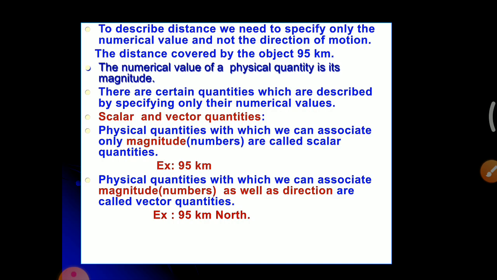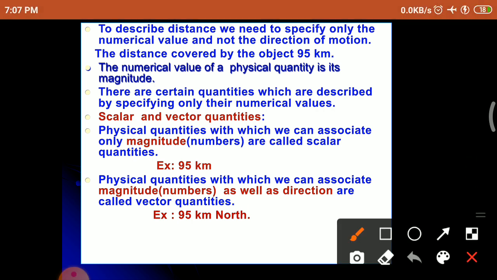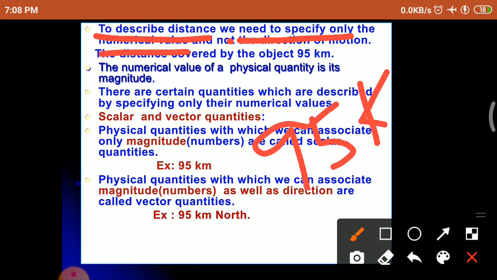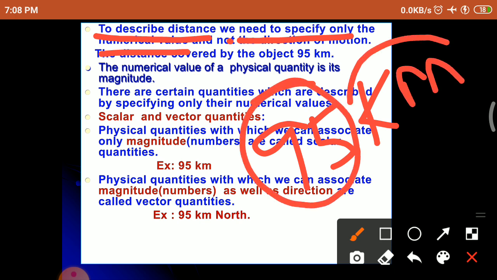To describe a distance, we need to specify only the numerical value and not the direction of motion. If the distance covered by the object is 95 kilometers, the numerical value of a physical quantity is its magnitude. You do not need to mention the direction. Just write 95 kilometers. Here 95 is the magnitude and kilometer is the unit.